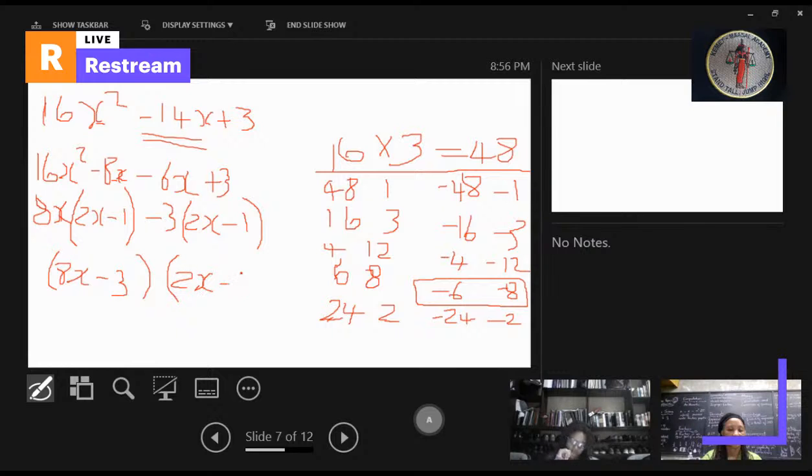2x minus 1. Okay, so we are factorized. Thank you, Asar.